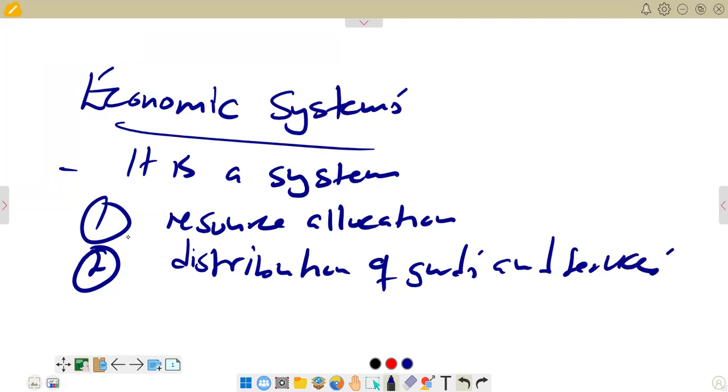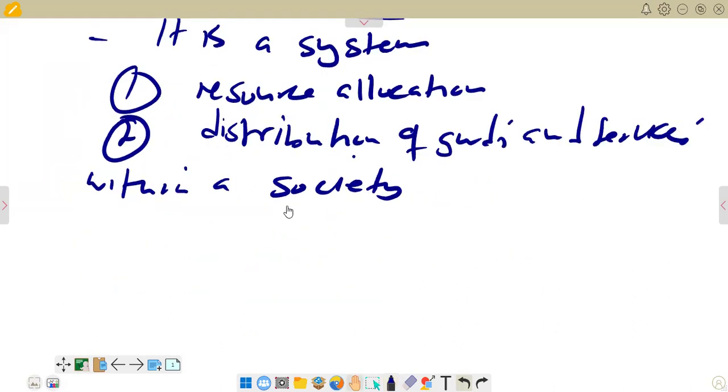So this is how we can define an economic system. It is a system of resource allocation or distribution of goods and services within a society. So this is the basic definition that we can give. And then we can also define it on the other hand as a means by which societies or governments organize and distribute available resources. That is an alternative definition that we can give to economic system.